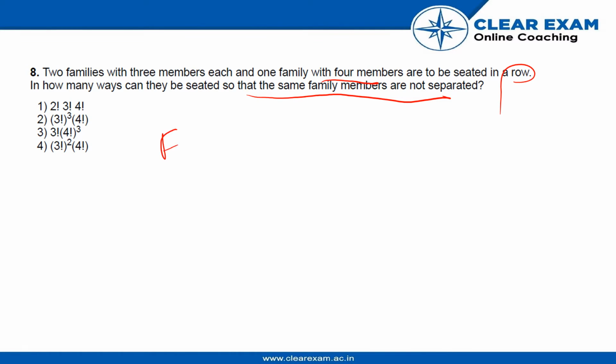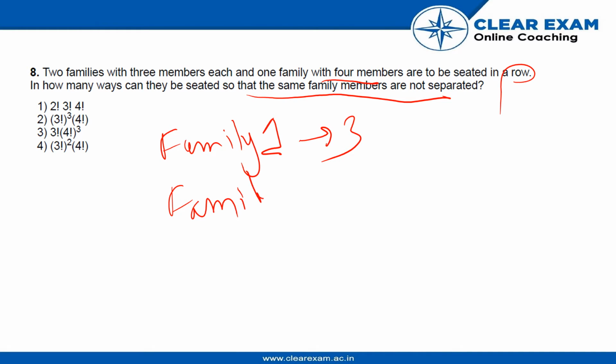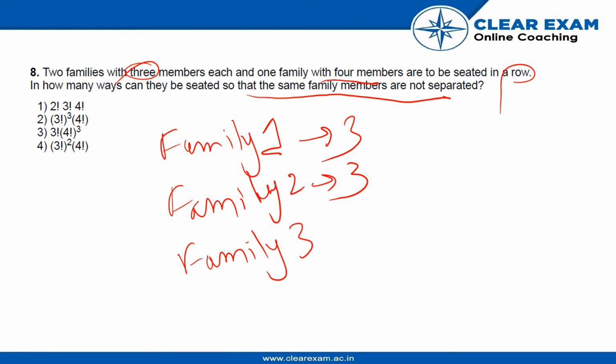So they are saying that family 1 has 3 members, we'll be assuming it, and family 2 is also having 3. So basically 2 families with 3 members and family number 3 is with 4 members.